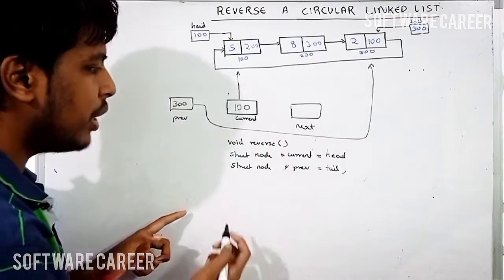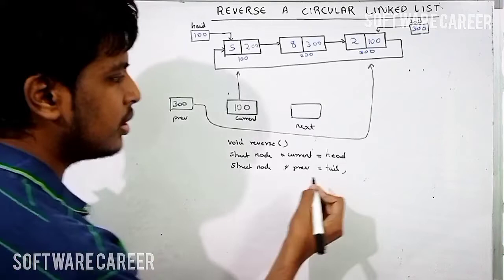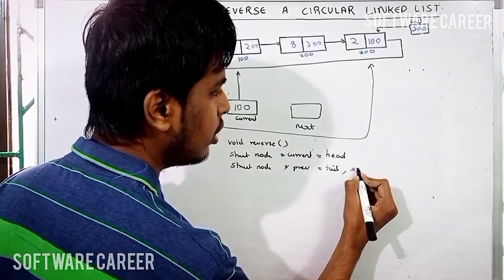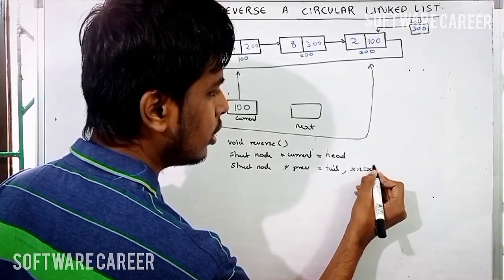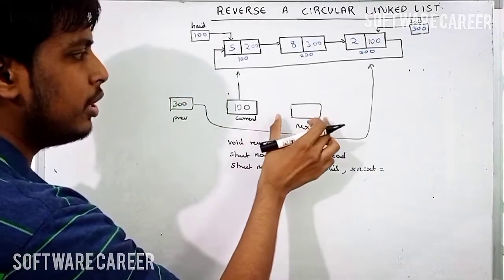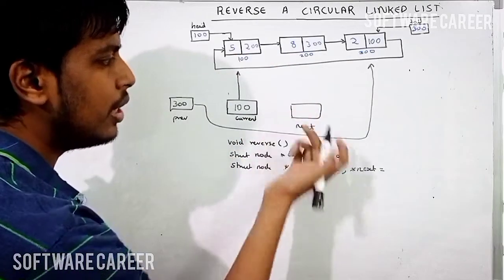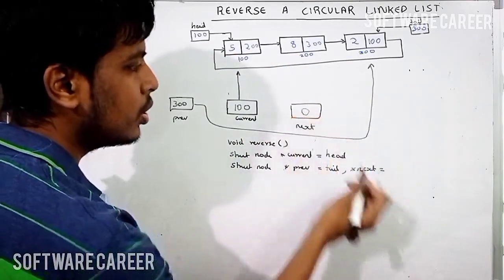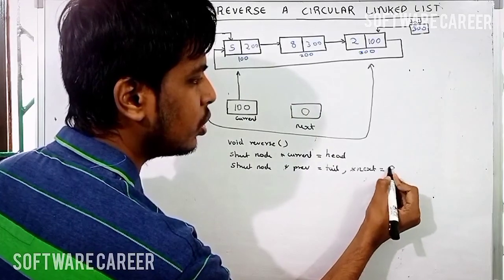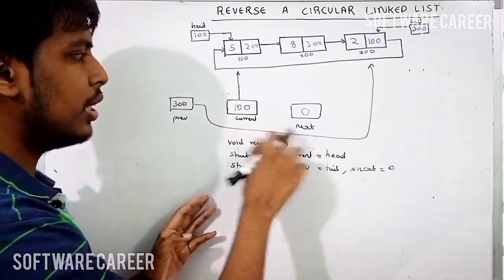Now the next step is you create another pointer called next. So I am writing here, pointer next. At the start I am not pointing it to anything. I am not pointing this next pointer to any node, so I will write 0: pointer next equals to 0. Now I have created 3 pointers: previous, current, next.